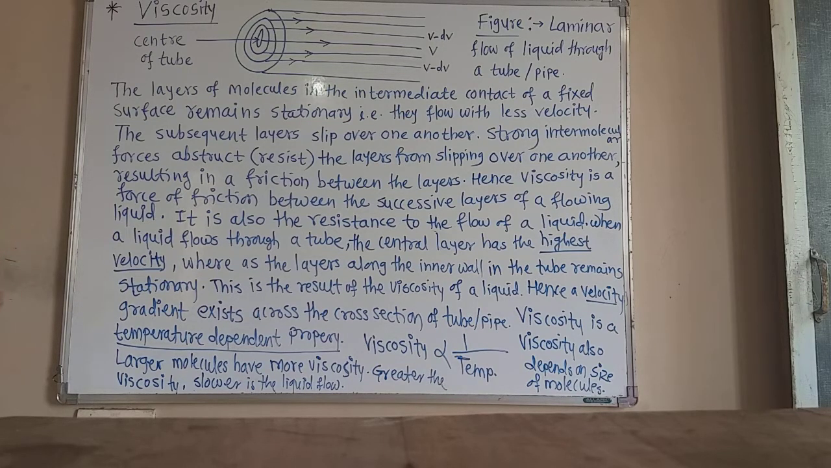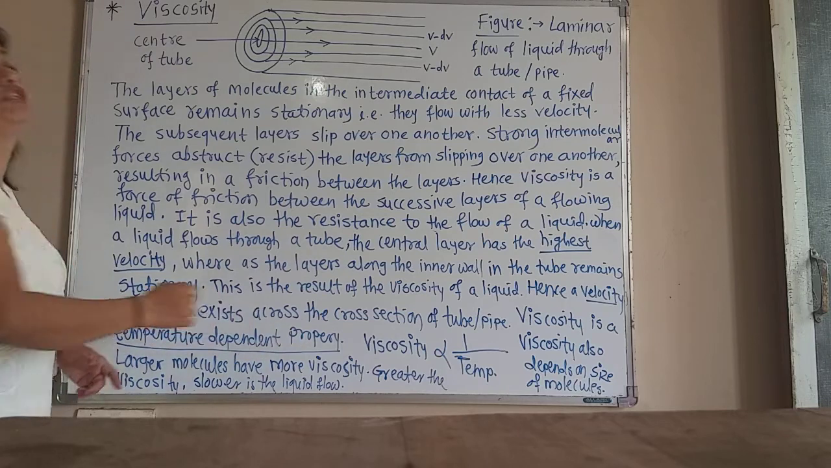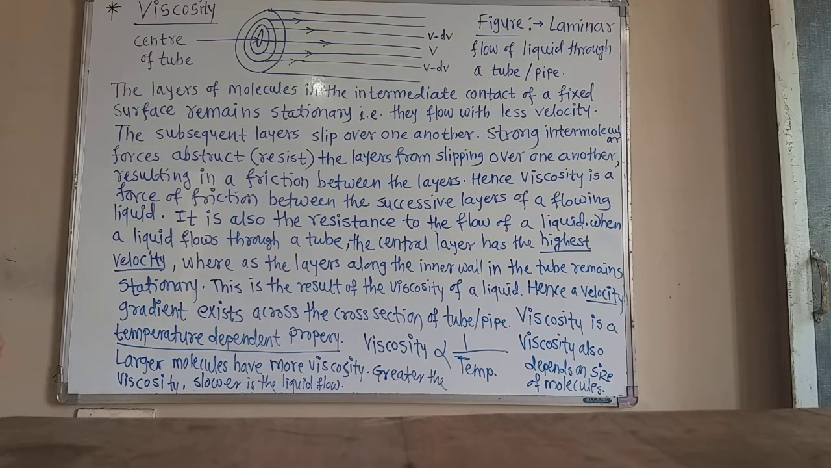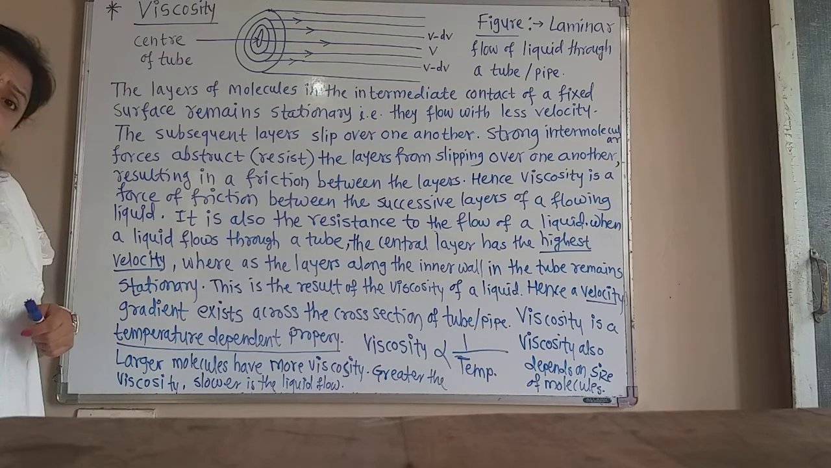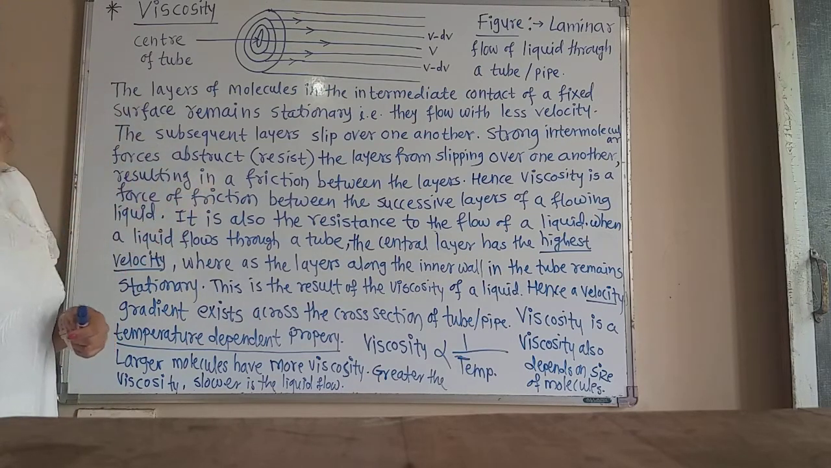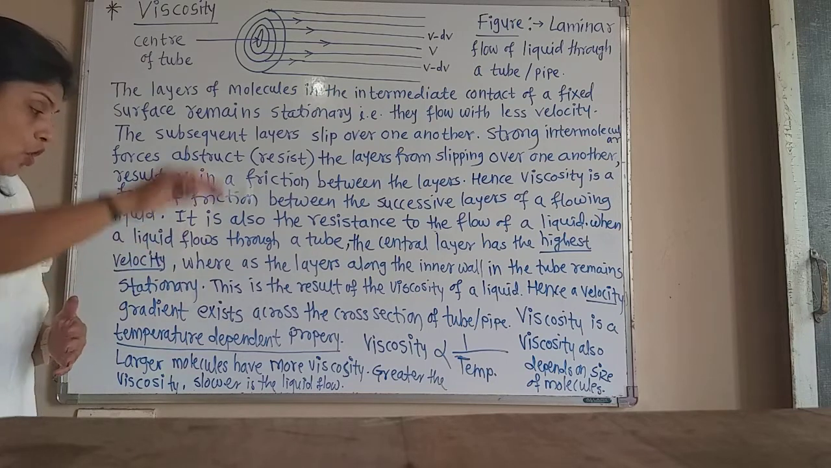Viscosity also depends upon the molecular size and shape of the molecules. Spherical shapes have more viscosity. And the molecules which have a larger size or shape have more viscosity. That means a liquid in which there are larger molecules has a large viscosity, and due to that it flows very slowly. That means the greater the viscosity, the slower is the flow of the liquid.